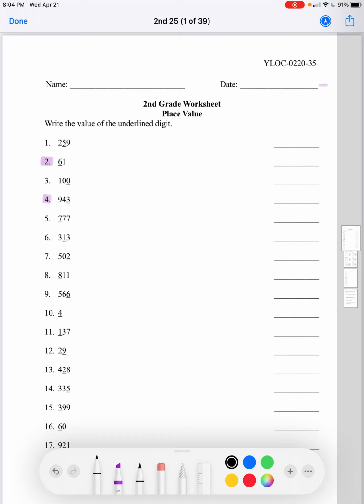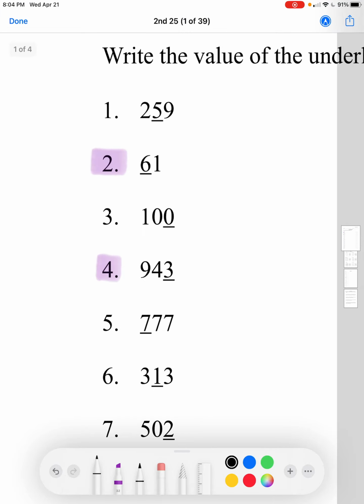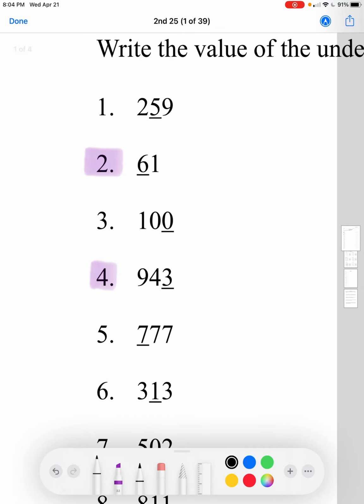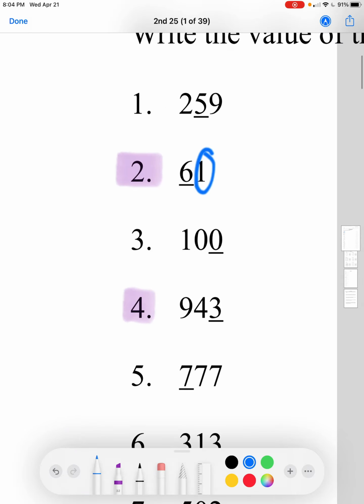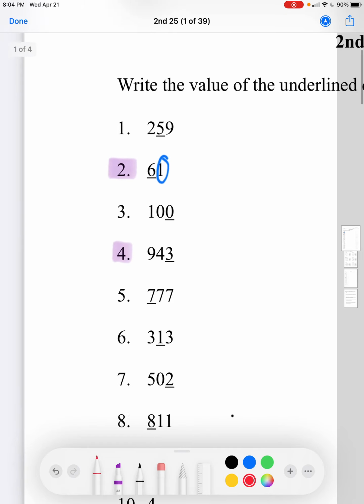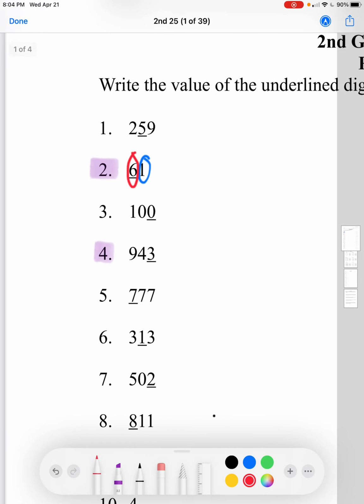As our first example, we have the number 61 given to us. And the number underlined is the 6. So don't forget that this place right here is the ones place, and this is the tens place. So that means we have 6 tens and 1 one. Because we have a 1 in the ones place, we have 1 one. We have a 6 in the tens place, we have 6 tens.